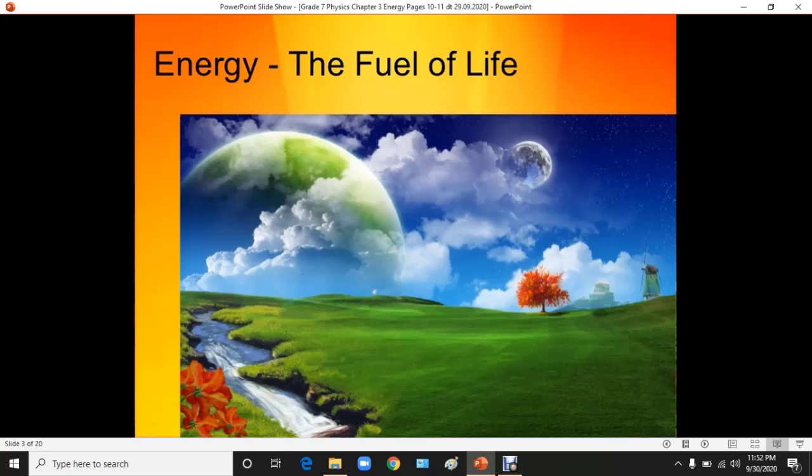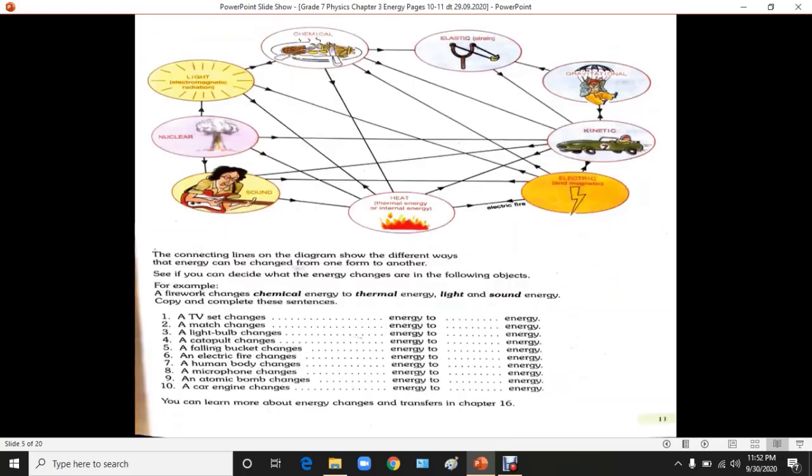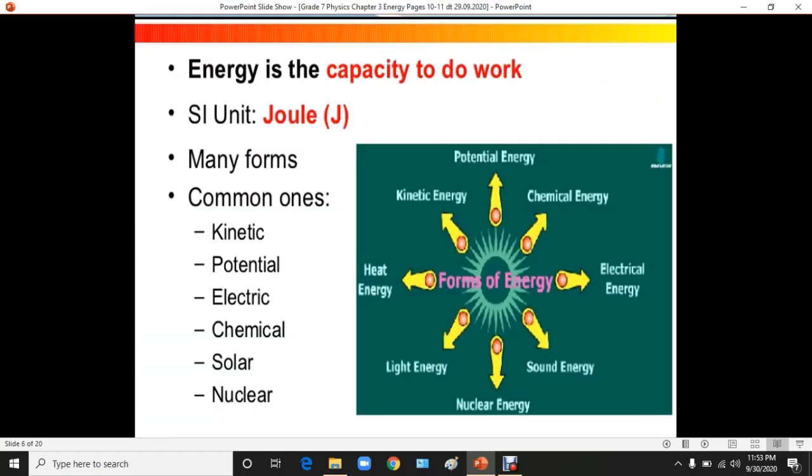First of all, we are talking about energy, which is nothing but the fuel of life. Here you can see the different forms of energy, and also in this picture you can find out how energy changes from one form to another. So let's talk about energy.